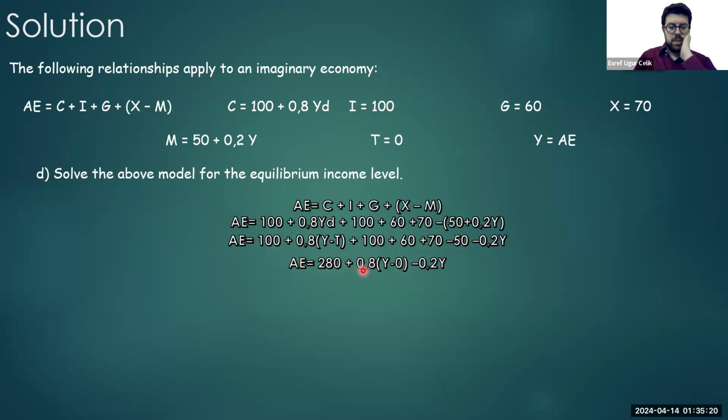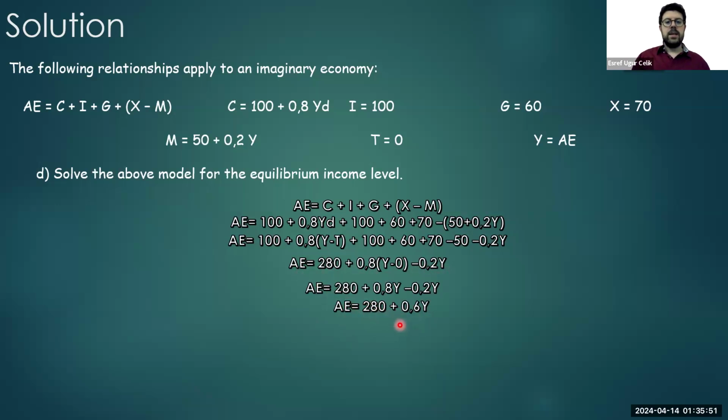So 0.8Y minus 0.2Y. So aggregate expenditure equals 280 plus 0.6Y. This is the aggregate expenditure function. When you find the aggregate expenditure function totally, this is the autonomous amount part.